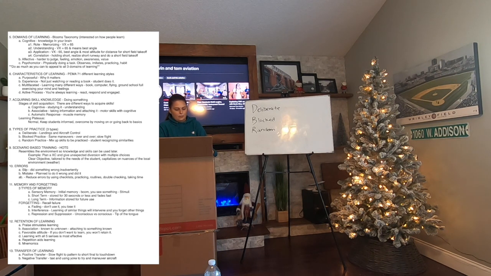Okay, moving on to scenario-based training. This kind of goes into the random that we just talked about. For scenario-based training, you want to have clear objectives and you want to tailor this training to the student. So if someone's just starting out, maybe don't come up with something out of their reach where they don't understand what's going on. A good example of this would be telling them on their first cross country to plan a trip from Sanford to Ocala, and all of a sudden weather rolls in.